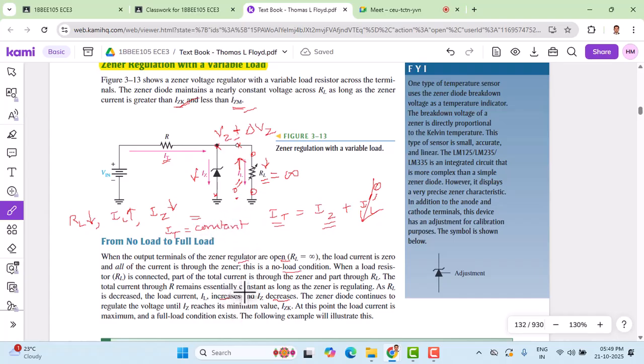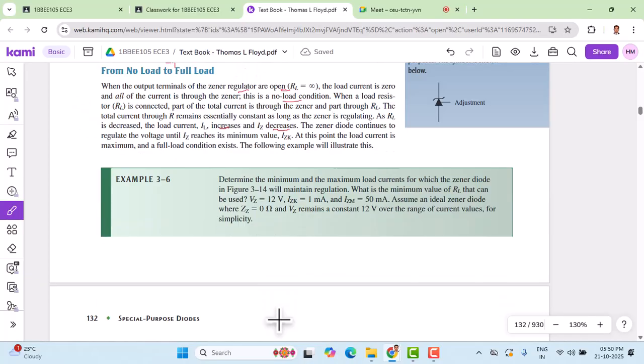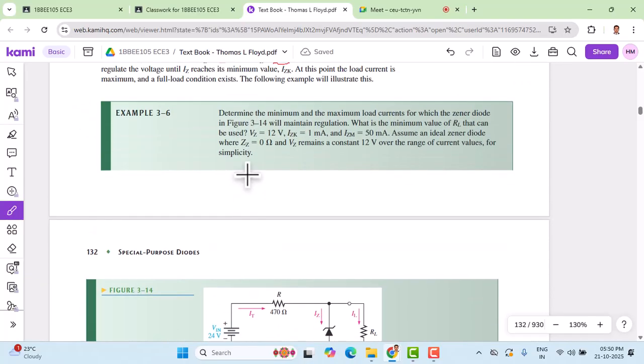So the same thing we are seeing here. IZ decreases. The Zener diode continues to regulate the voltage until IZ reaches its minimum value, IZK. At this point, load current is maximum, and a full load condition exists. And there is an example here to illustrate that.